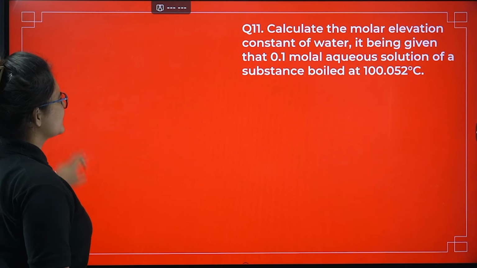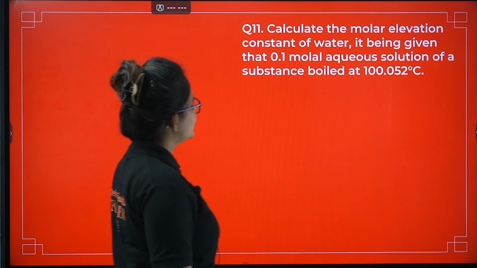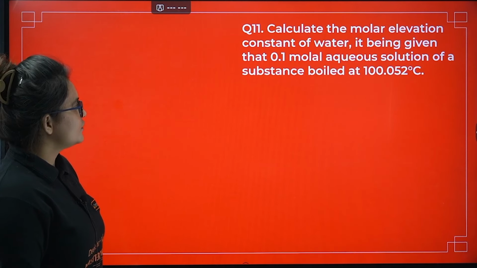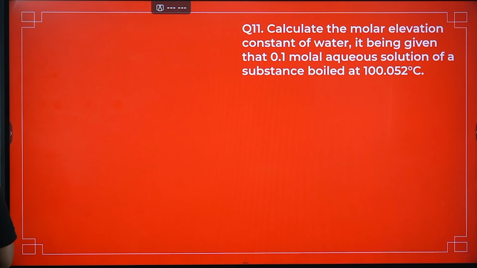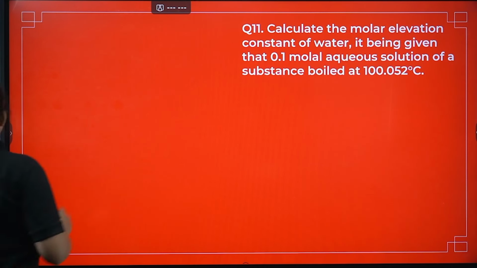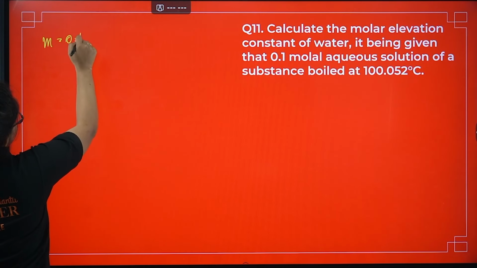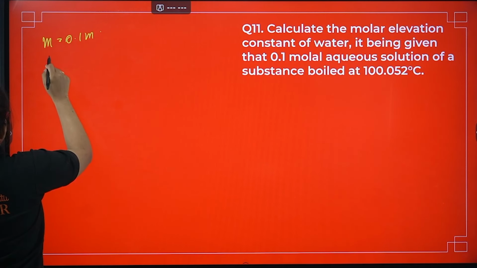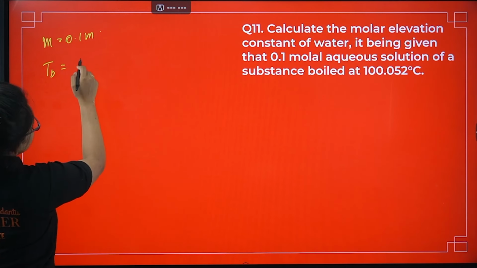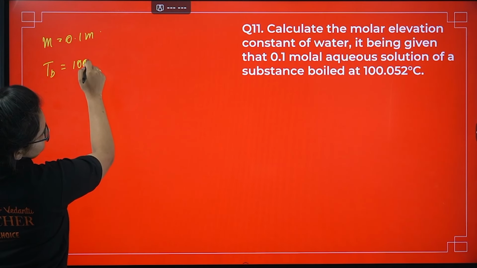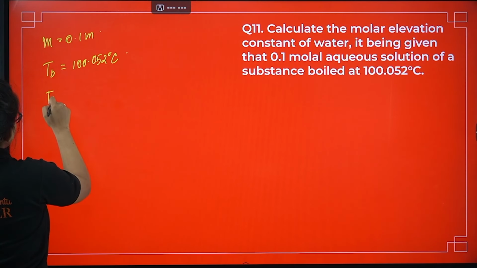Okay, let's go ahead. Calculate the molar elevation constant of water, it being given that a 0.1 molar aqueous solution of a substance boiled at this temperature. What are the given things? Molality is given, that is 0.1 molar. Tb is given, the boiling point is 100.052 degrees Celsius.